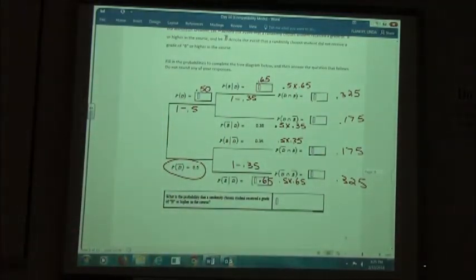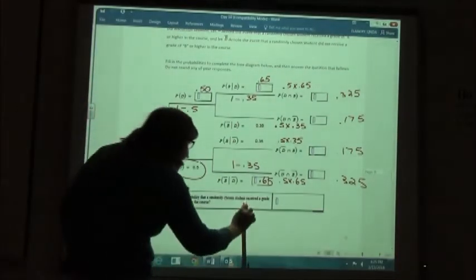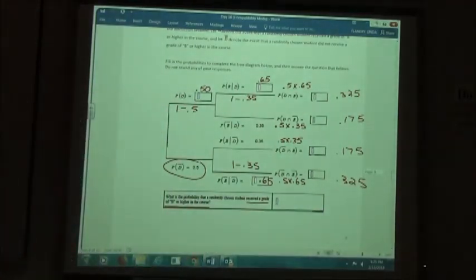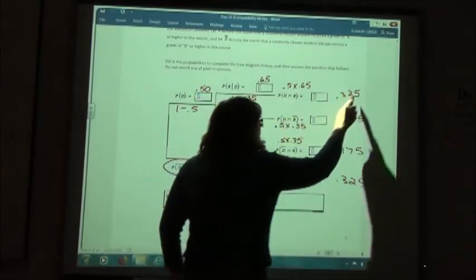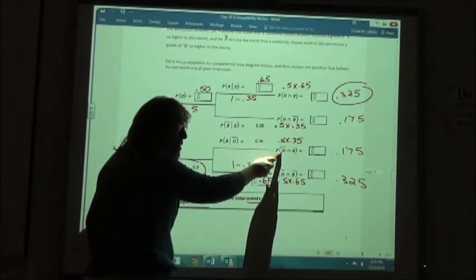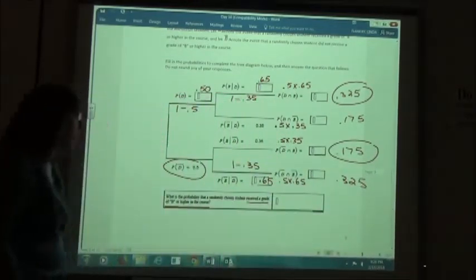So, once we have our chart all completed, we want to find the probability that a randomly chosen student received a grade of B or higher. If they received a grade of B or higher, it means we don't have the bar above the B, right? Which means it could be the top one, they went to the discussion sessions and got a B. Or it could be this one. They did not go to the discussion sessions and still got a B.